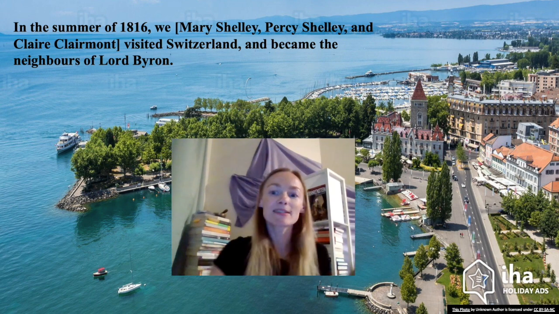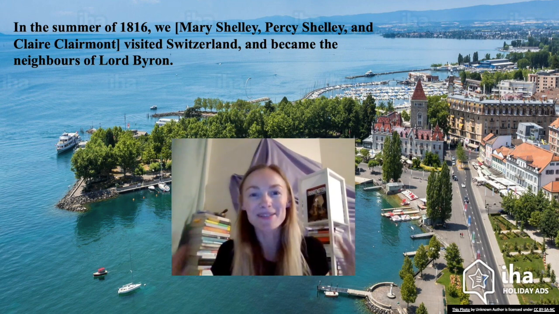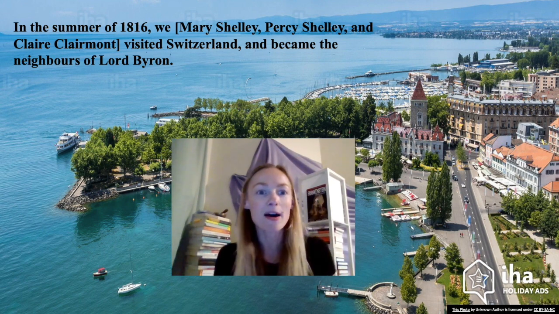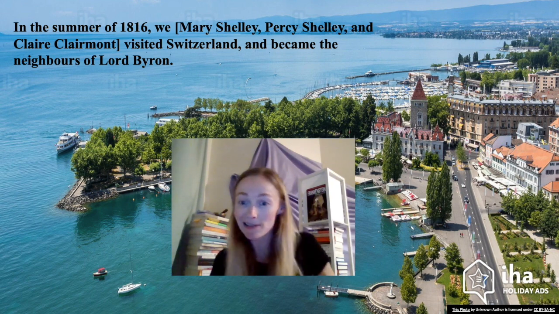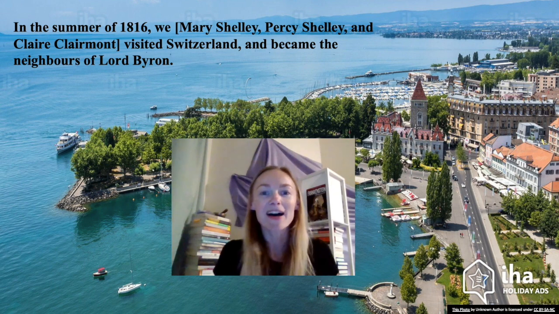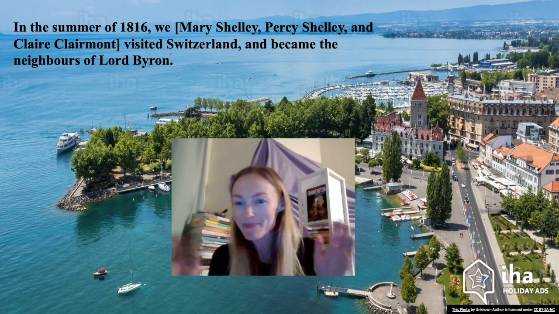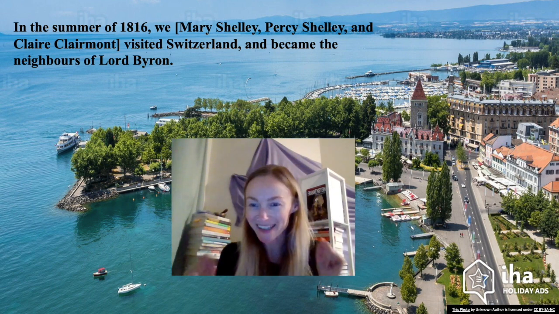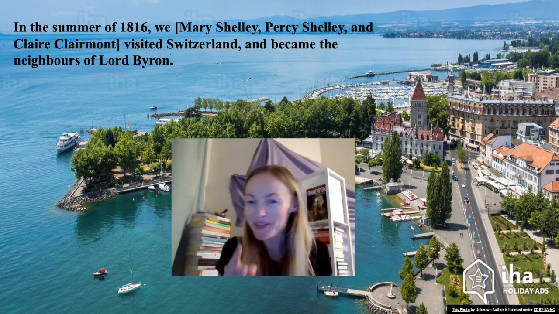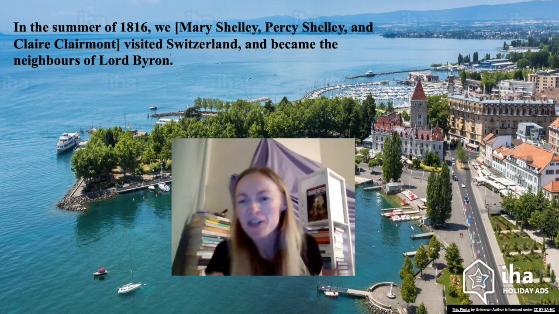Here we go. So this is the background of how Frankenstein came to be. In 1816, Mary Shelley goes with Percy Shelley, her lover, and Claire Clairmont, who is her stepsister, and they go to Switzerland, Geneva specifically, to stay at the Villa Diodati, and they become neighbors of Lord Byron, who is described by Caroline Lamb, one of his lovers, as "mad, bad, and dangerous to know." My kind of guy. Not really.